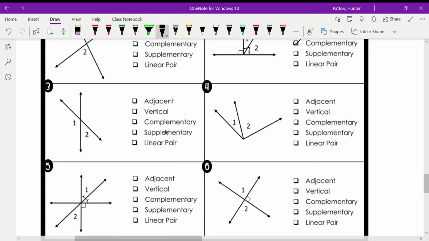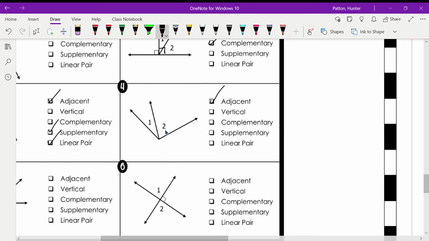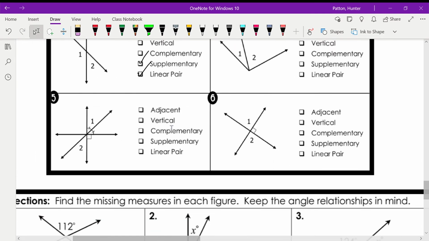Now number 3, these two are adjacent. They are supplementary and they're a linear pair because you can tell they're a linear pair. Linear pairs are supplementary. Next, these are adjacent because they share a side. Now I know nothing else about them. I don't know if they're complementary. I know they're not supplementary because they don't make a straight line. This angle on the outside looks like an obtuse angle, so they're not complementary. So all we can say is that they're adjacent.